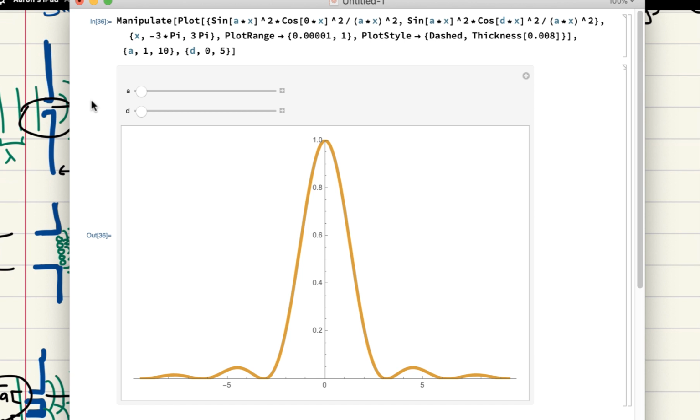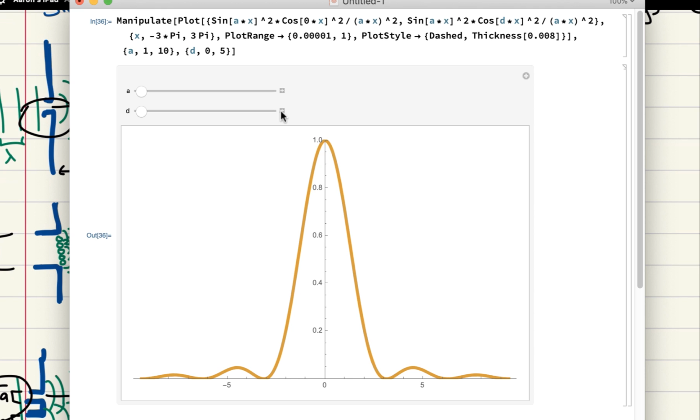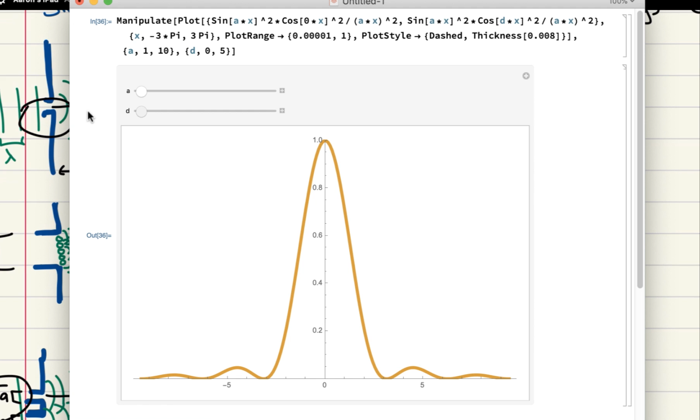Now for the double slit, we can see how the double slit is going to change the answer. So I'm going to keep a fixed. And now all I'm going to do is increase d from 0. So I'm going to introduce a double slit, and I'm going to move the two slits farther and farther away from each other. As you do that, you see the pattern starts to ripple back and forth. The dashed line is, again, just what it would be for a single slit.